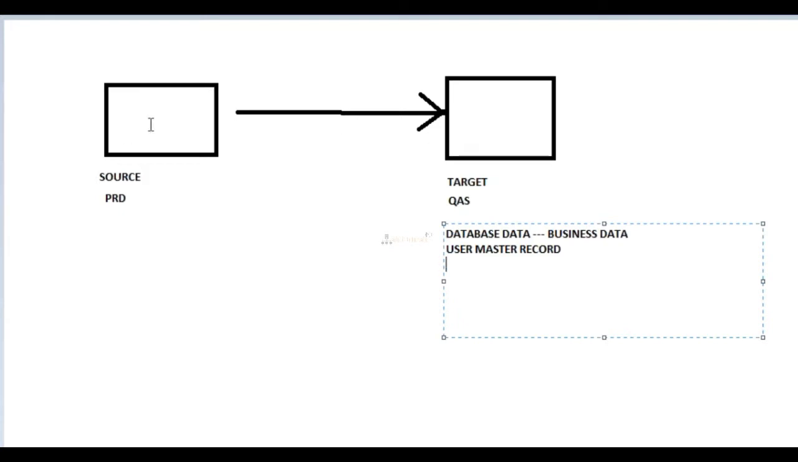Right? So in production, whatever RFCs are configured, those RFCs also will be copied here. Printers, right? All printers, RFCs, printers, logon groups, right? So these all will be copied from production to quality, right?